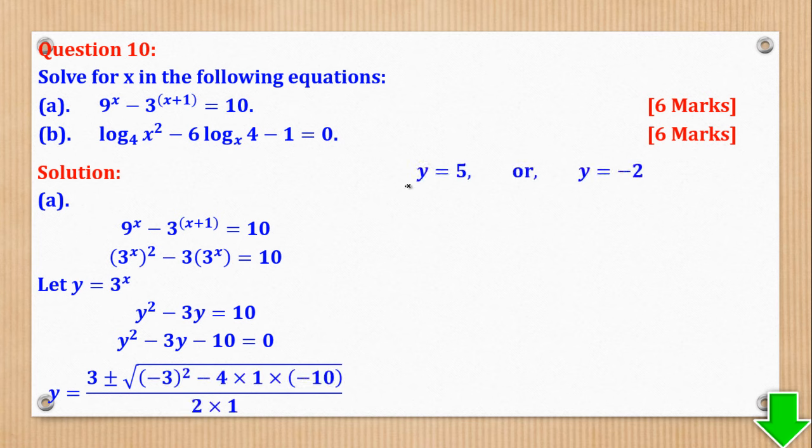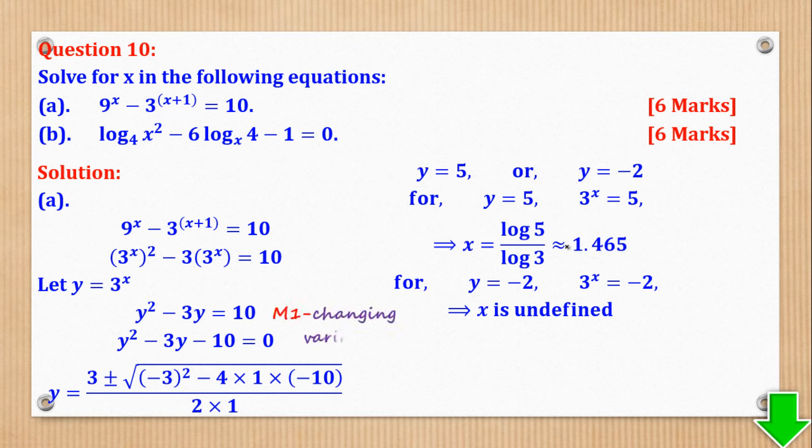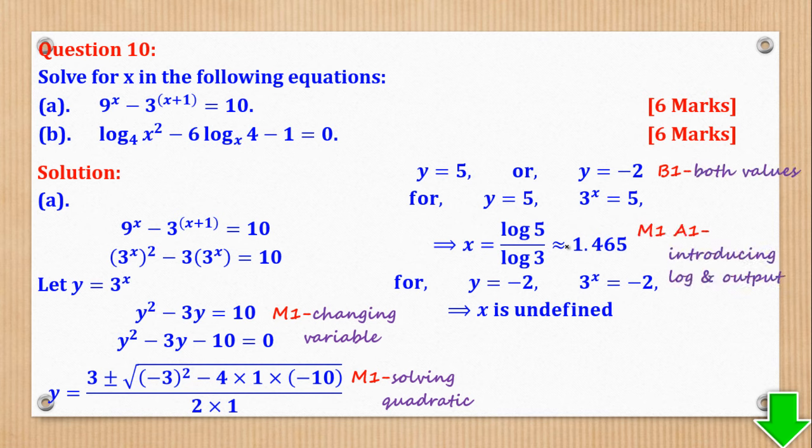We shall get two values of y, but that's not all because the question wants x. So when y is 5, what is x? When y is 5, it means that 3 to power x is equal to 5. Therefore, x will be log 5 over log 3, which gives that. Then when y is negative 2, it means that 3 to power x is negative 2, which means that x is undefined. And that's how the 6 marks would be awarded.